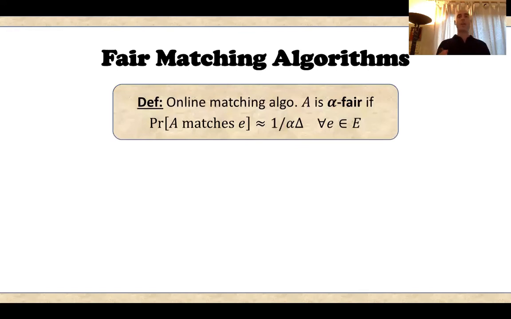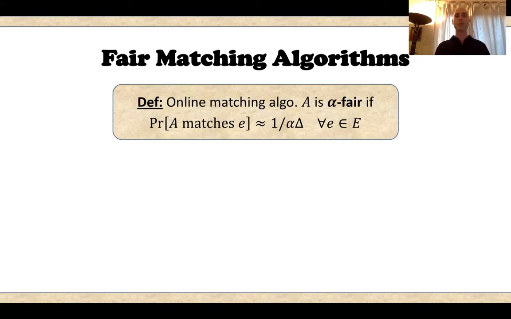Let's say an online matching algorithm A is alpha-fair if for every edge, the probability this edge is matched is roughly 1 over alpha delta. Now this nomenclature bears explaining. So let's think of the case of alpha equals 1. If we talk about a 1-fair algorithm, then this algorithm matches each edge with probability roughly 1 over delta.